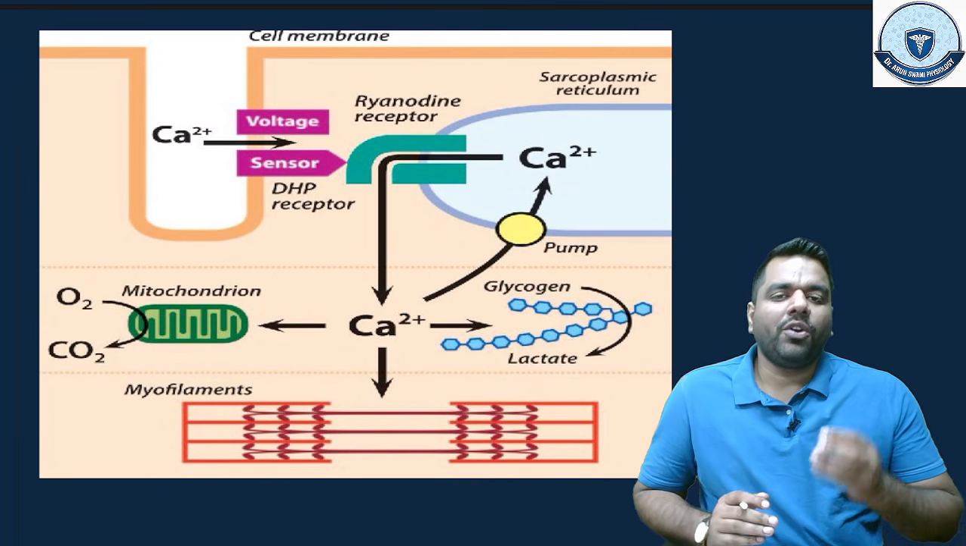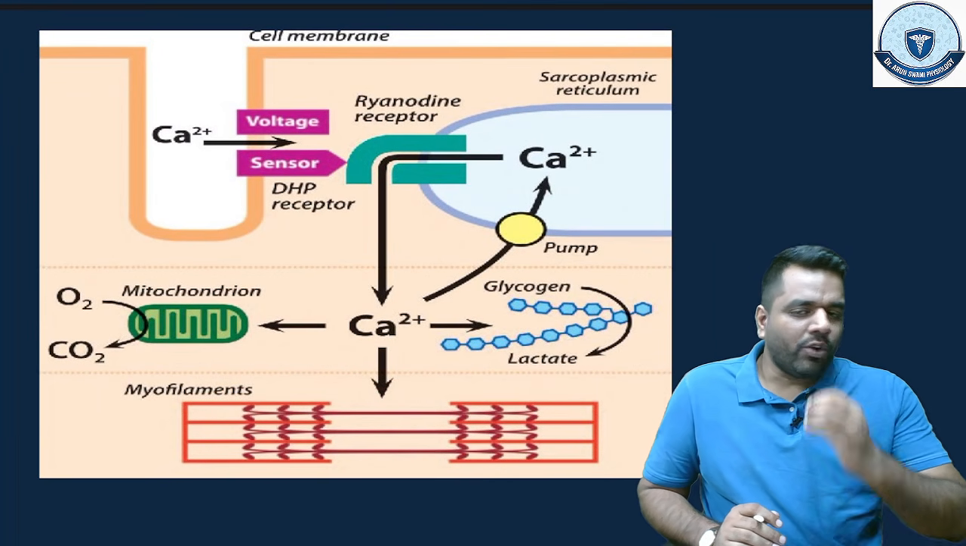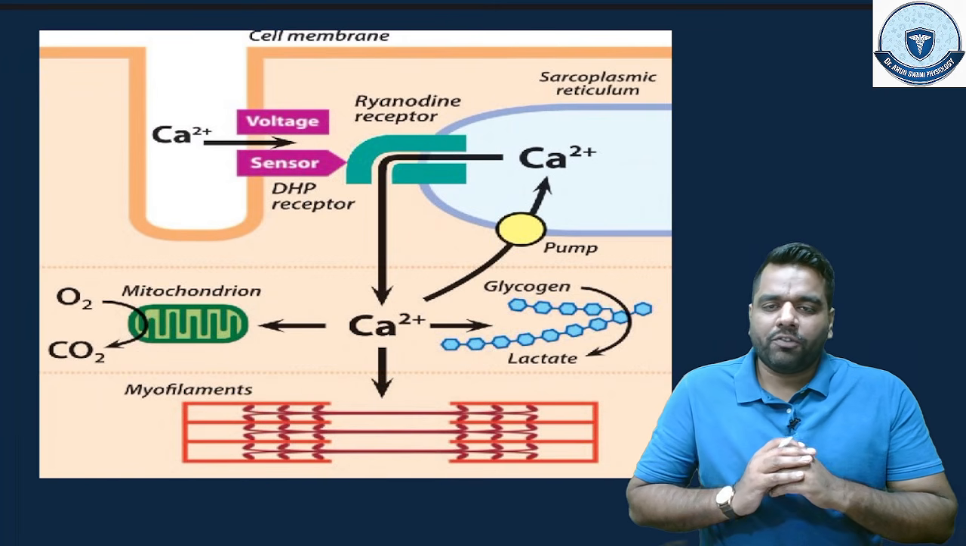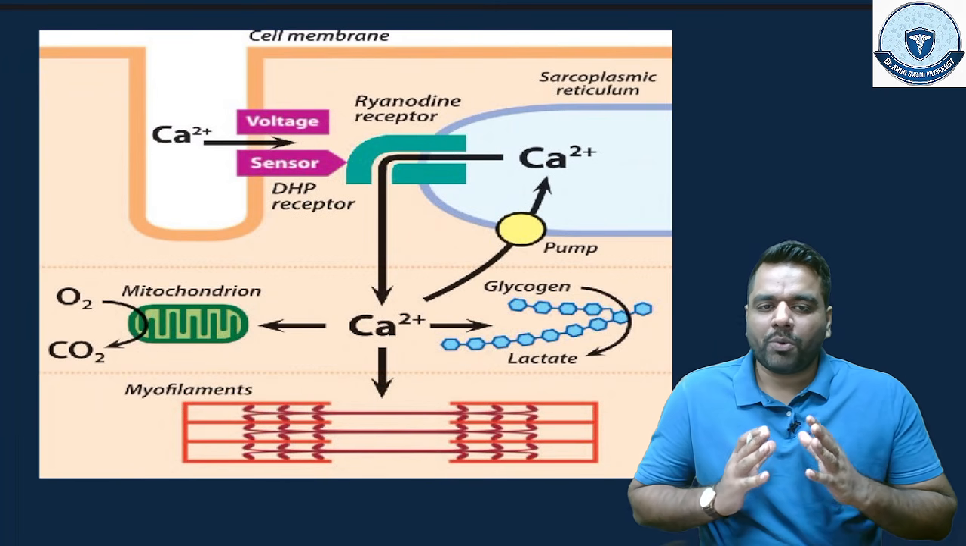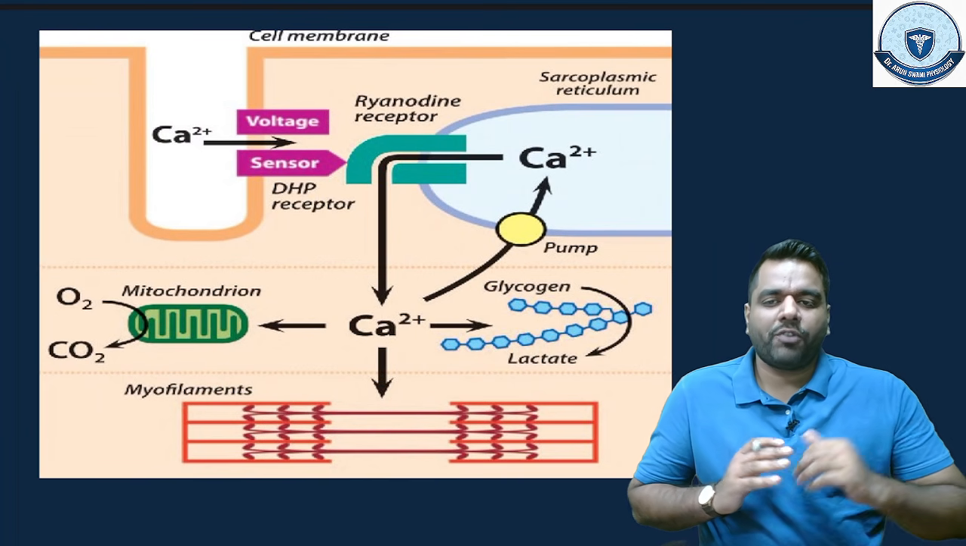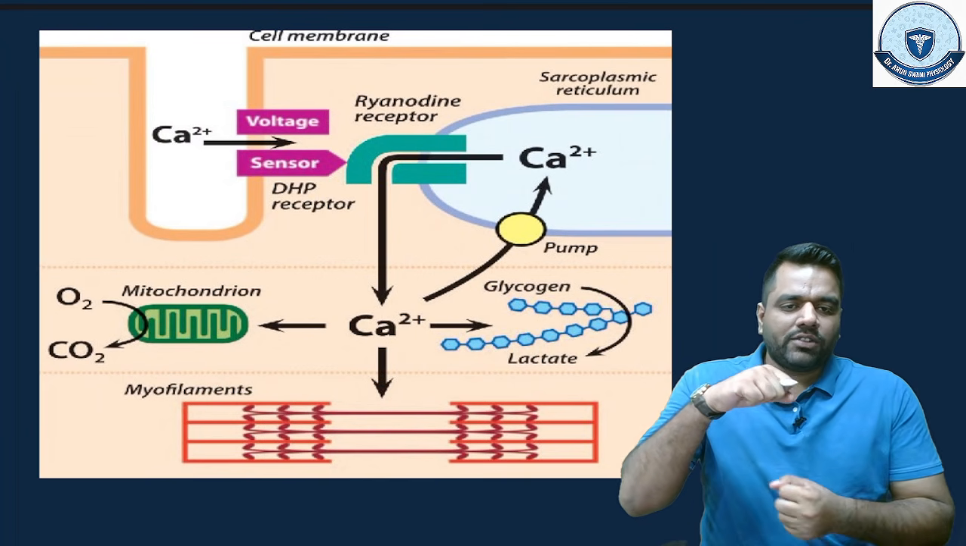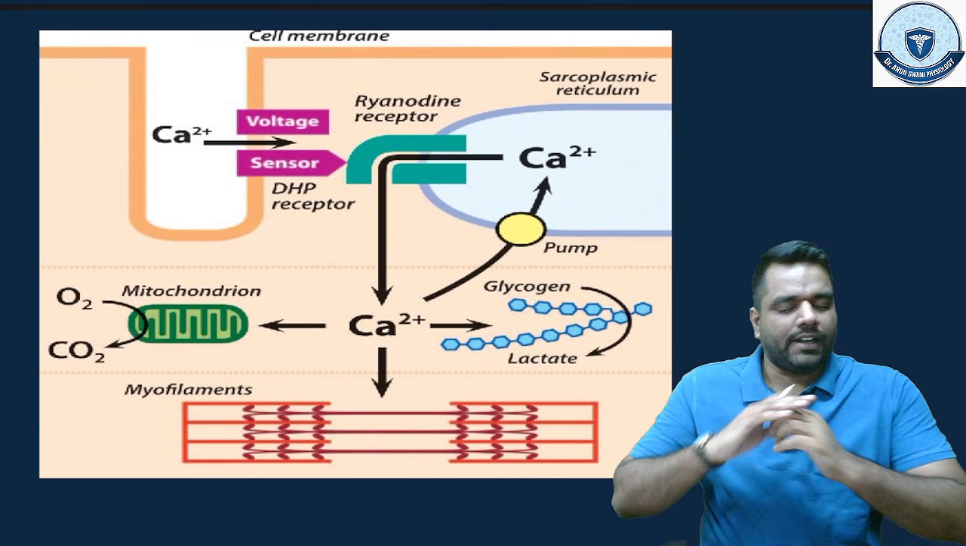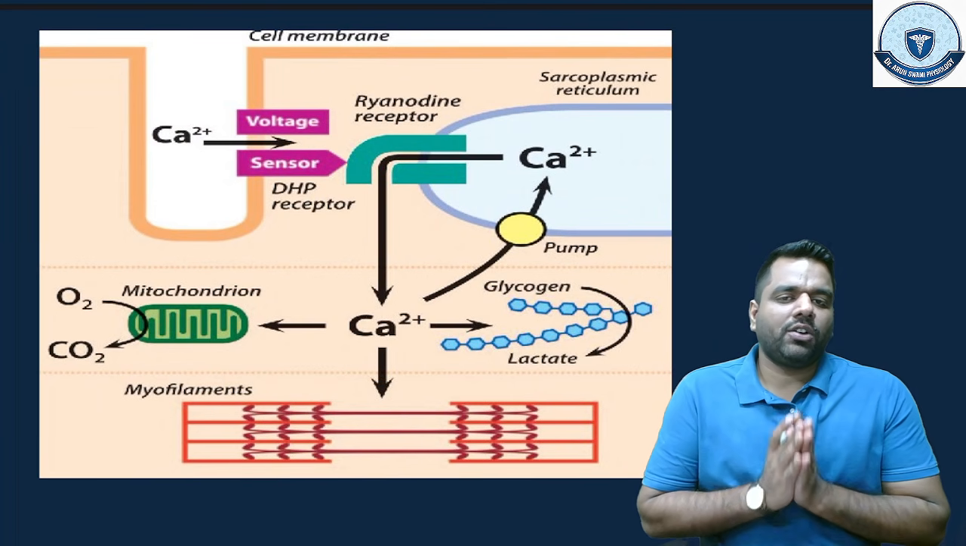And guys, if there is no calcium in the sarcomere, it won't bind with the troponin, and if there is no troponin C binding, tropomyosin will not get away from the actin, and actin-myosin coupling could not happen at any point of time. So muscle contraction could not happen.